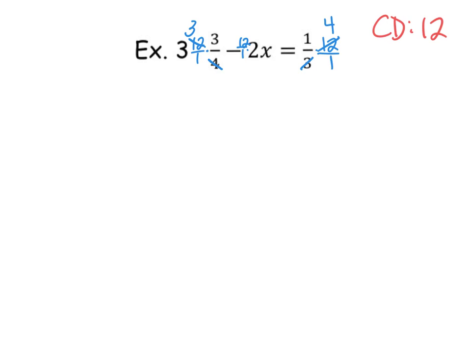So, first term, 3 times 3. Second thing, 12 times 2x. 24x, you're right. Last thing, 1 times 4. Okay, good. The constants are 9 and 4. Those are the like terms. That's what goes together.